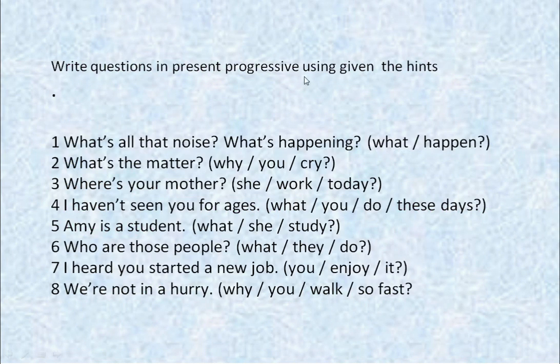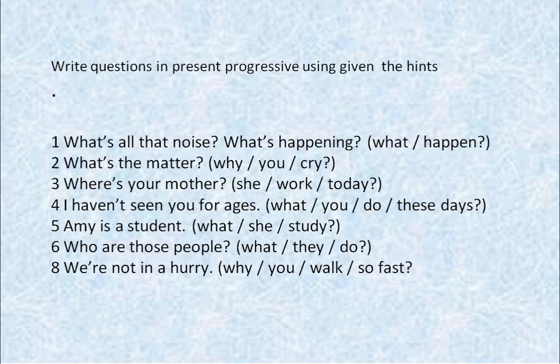Next exercise is write questions in the present progressive using the given hints. What is all that noise? What's happening? The question, what is the matter? Three words are given. Why, you, cry. Yes, frame an interrogative sentence with the help of these hints. Why are you crying?